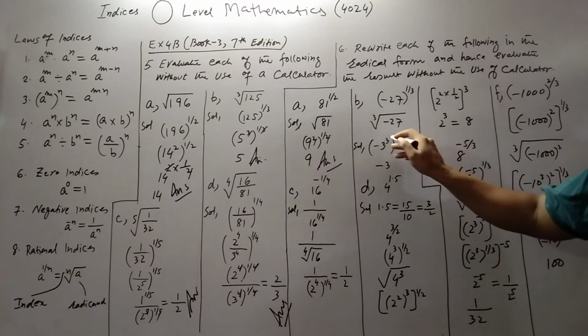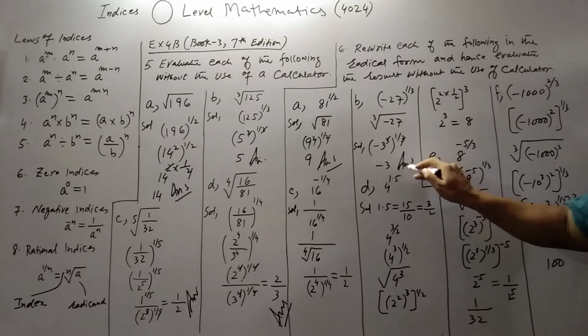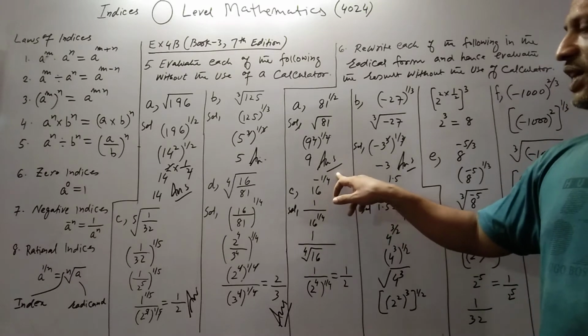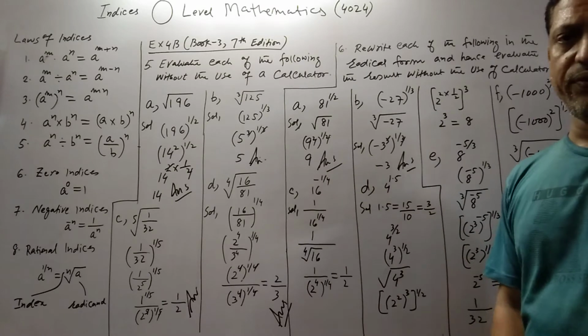So this 3 cancels by 3, and minus 3 to the power 1 is minus 3. This is our answer. Hope you understand. Come to part C. Part C is 16 to the power minus 1 upon 4.